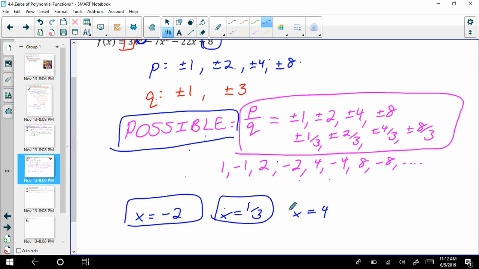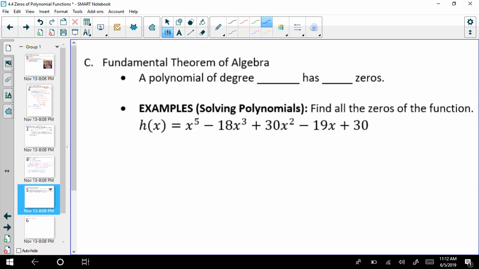And hopefully you agree that these 3 numbers were in my list. They were all in that list somewhere. But now the question is, okay, how did I get those? How did I know that those 3 things were the answers? That's what I want to do on the next example. I want to show you how we figure out from our list what the actual answers are, because they're not all answers. So let's look at the next example.